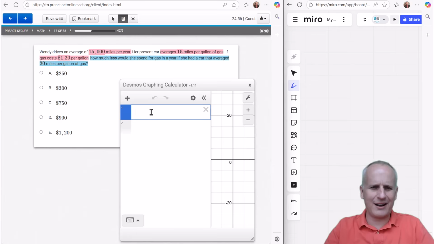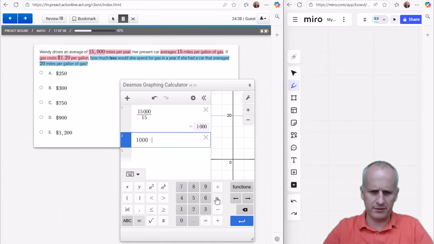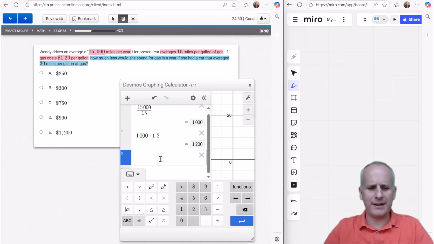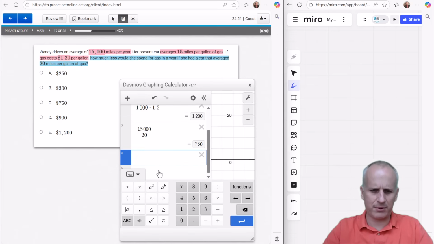So we need to figure out how many gallons she's going to need right now. If she's going 15,000 miles per year at 15 miles per gallon, that means she's going to have 1,000 gallons of gas. And that 1,000 gallons is going to be multiplied by 1.2 to discover that we would have $1,200 spent on gas with the current car. But if instead we took that 15,000 and divided by 20, we'd only use 750 gallons of gas per year, and that 750 would also be multiplied by the $1.20 per gallon of gas.